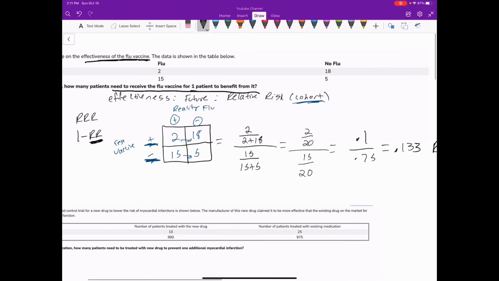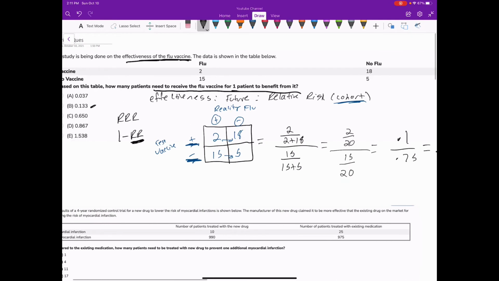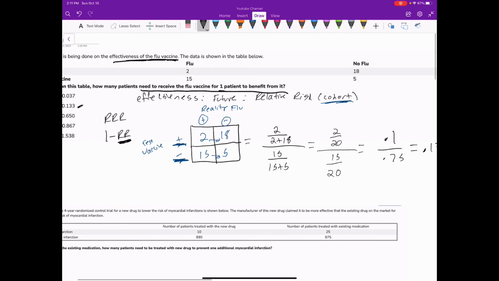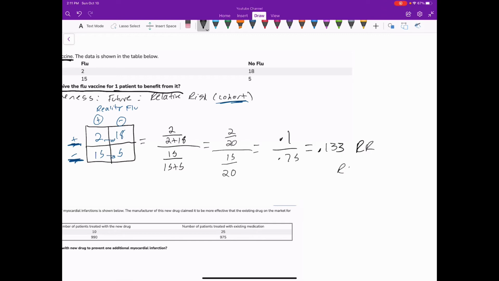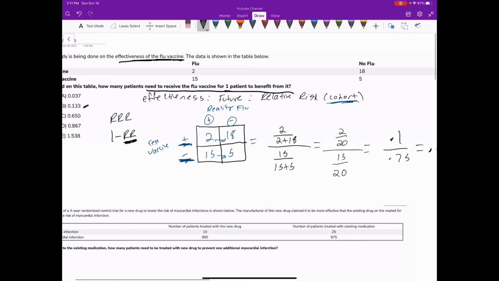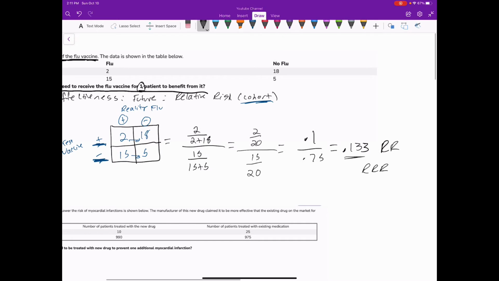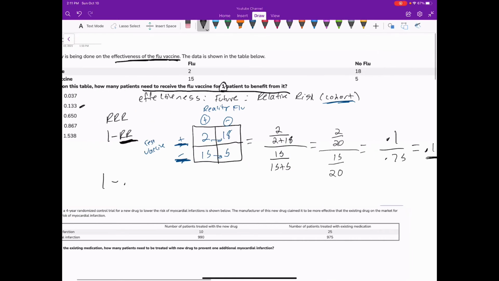They're asking how many patients need to receive the flu vaccine for one patient to benefit from it. So that's relative risk reduction. We talked about what relative risk reduction was. It's 1 minus the relative risk. So they're asking about one patient, right? If one patient benefits from it, how many patients need to receive the flu vaccine? Well, these are the people that it helped. So we do 1 minus 0.133. We subtract that and we get the relative risk reduction, the reduction of the relative risk. It makes sense. 1 minus a number is reducing, or subtraction.